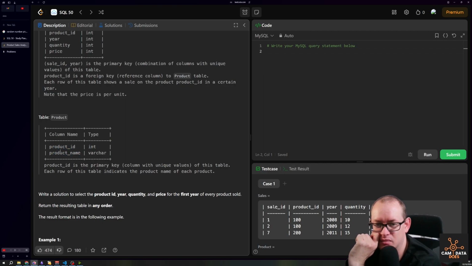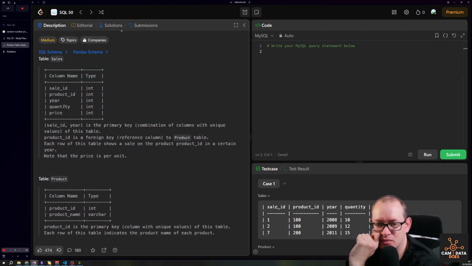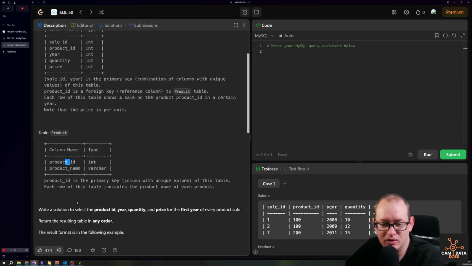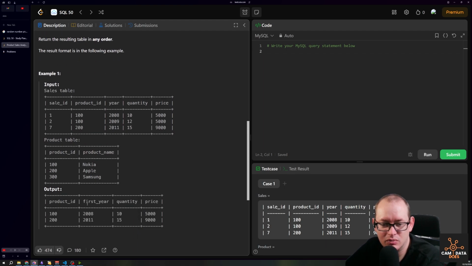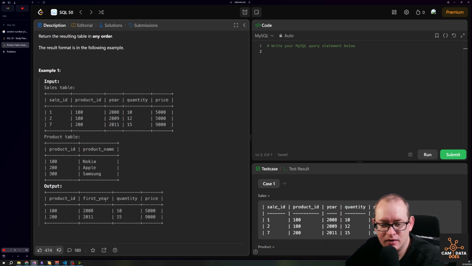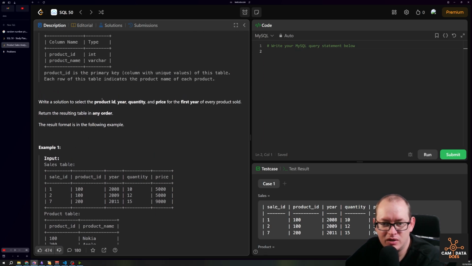So this is just giving me the name. The sales table has all the data, but I don't have the product name in here. I only have product ID. So I'm going to need this table if I need the product name, which I assume, yeah, we do. Well, do we? Maybe we don't even need it.